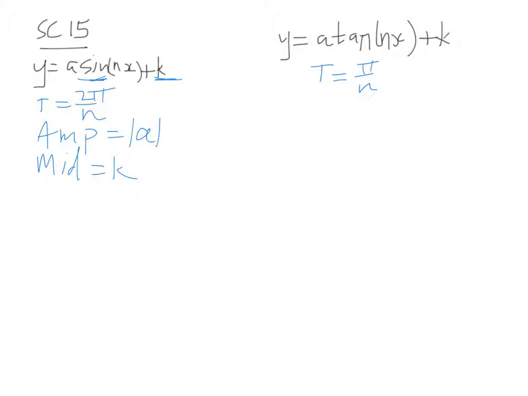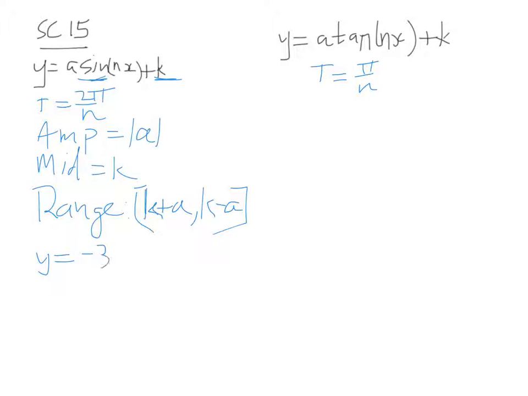And basically your amplitude, your range is just k plus a, and then k minus a. I should probably be doing k minus a first, but that's generally what we end up with. Sorry. So let's say we've got y equals -3 cos of 3x plus 1.